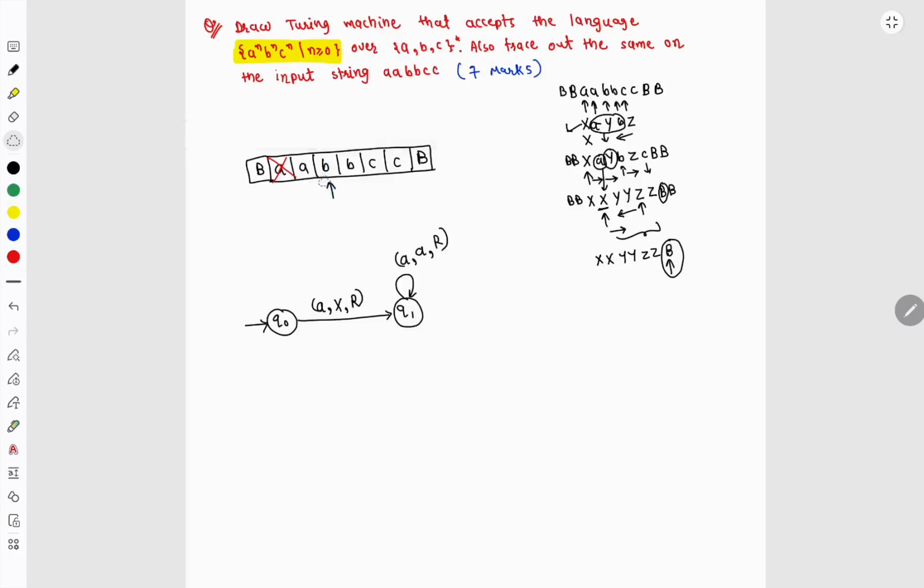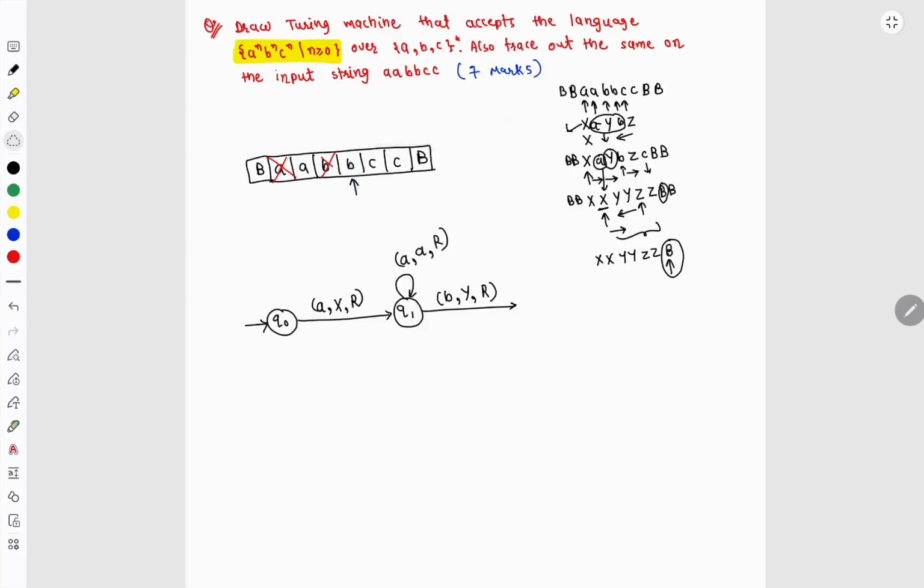Now the read write head is here. As B occurred, we need to convert this B into capital Y and change the state again. So if we give Q1 B string, we need to convert that into capital Y and move towards the right. Now the read write head will be at the second small b.